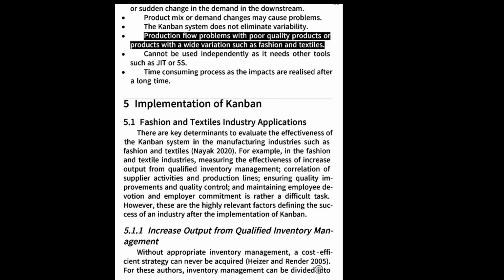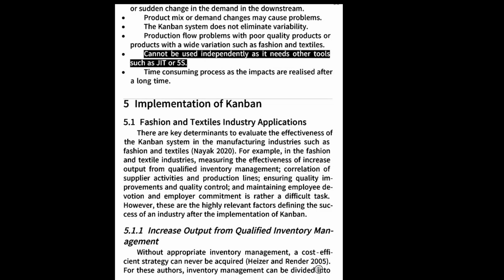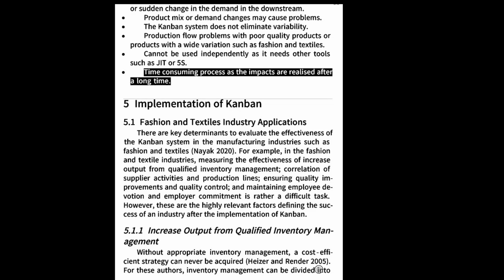Production flow problems with poor quality products or products with a wide variation such as fashion and textiles cannot be solved by Kanban used independently, as it needs other tools such as JIT or 5S. It is also a time-consuming process as the impacts are realized after a long time.